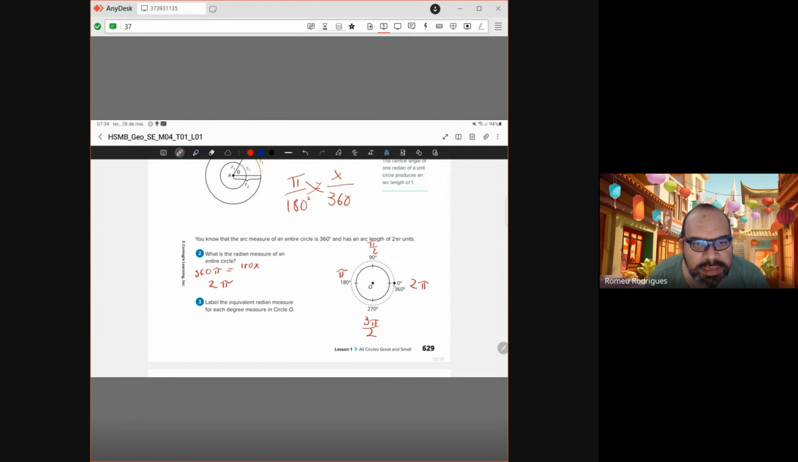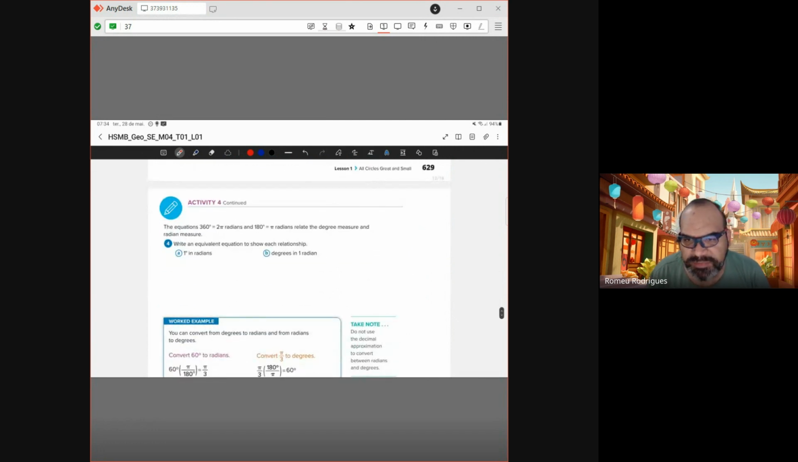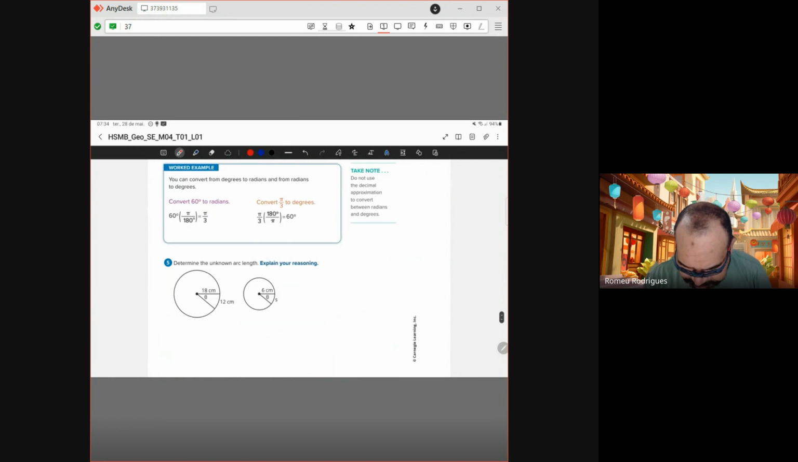Great. And if you want to measure here, 1 degree in radians, just do the same formula we did before. You get 0.017 radian. And 1 radian in degrees is 57.3 degrees. Okay? We have some worked examples over here.